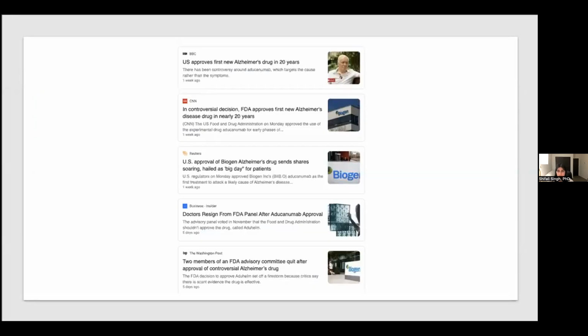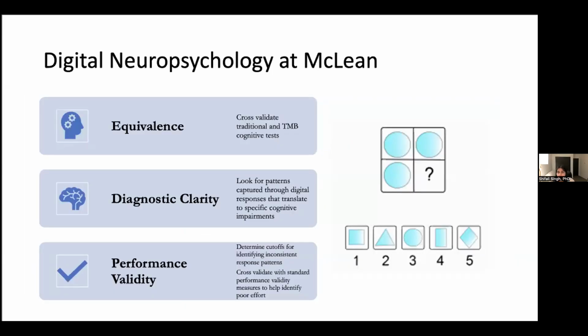Okay, well, this will be particularly important because we have to focus on ways that we validate our tools. One thing that we're doing right now at McLean is this project called Digital Neuropsychology at McLean, where we're first cross-validating traditional and our Test My Brain cognitive tests in clinical samples and looking for patterns captured through digital responses that translate to specific cognitive impairments and mood. And then we can better assess performance validity as well, which is the third goal, which is determining cutoffs for identifying inconsistent response patterns and cross-validating our data with standard performance validity measures.